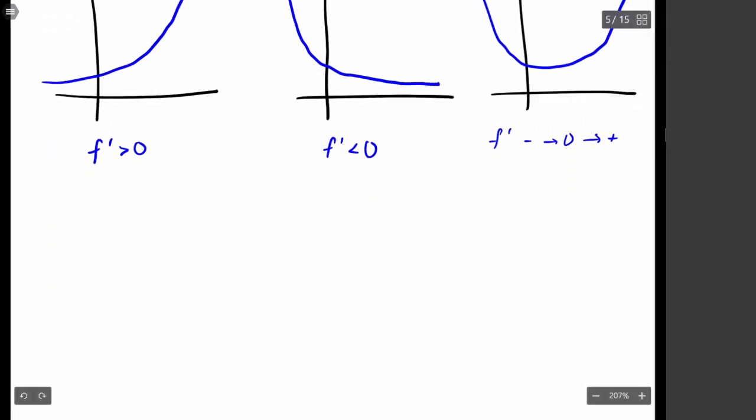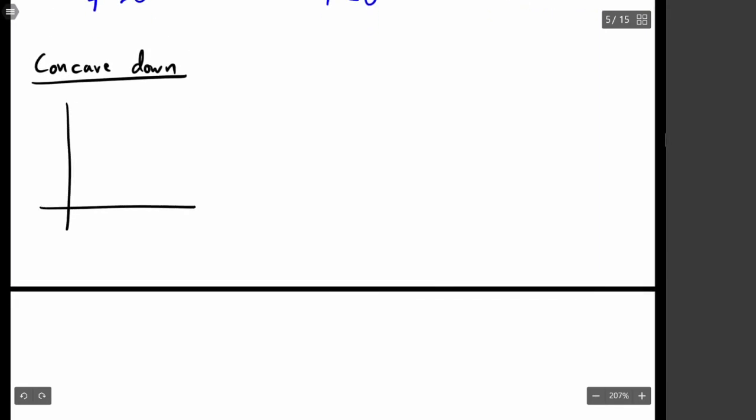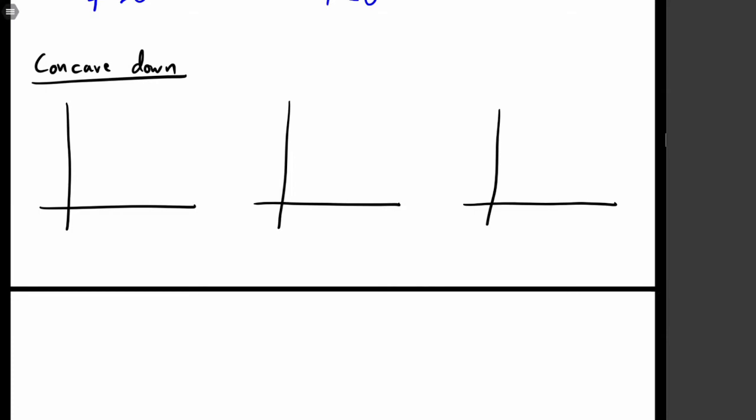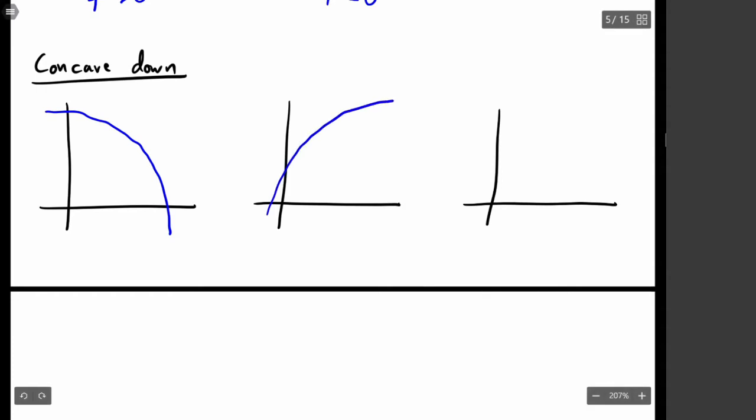We can do the same thing for concave down. If we draw three graphs here, concave down, the key thing is the derivative needs to be decreasing. The obvious choice would be something like this, where the derivative is maybe slightly negative here and then starts getting more negative. But we also have this situation, where it starts out very positive and starts going towards zero. So again, here's an example where the derivative is positive. And overall, with these two things together, this is where the derivative goes from positive to zero to negative.